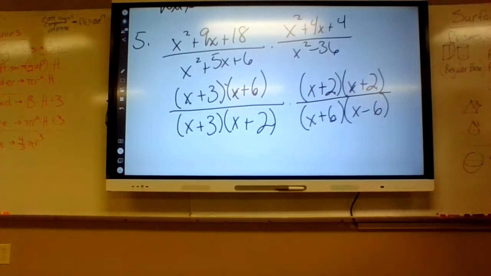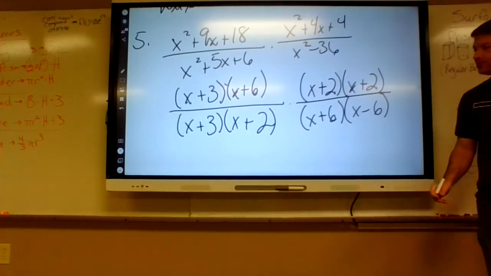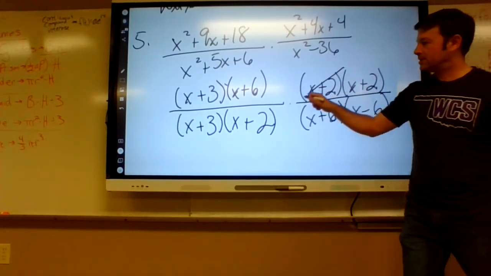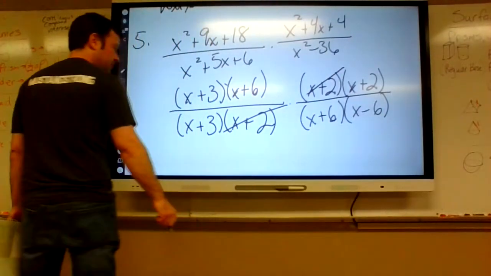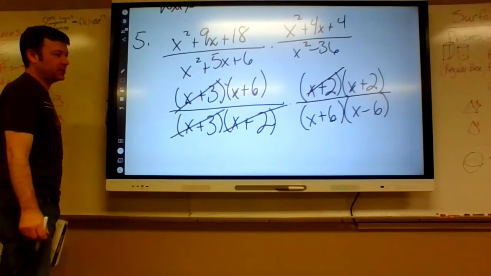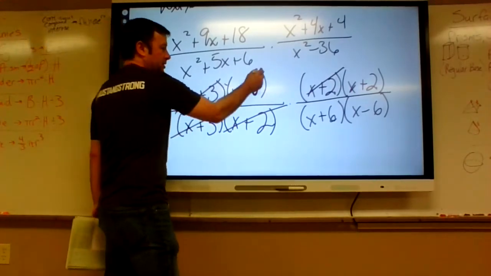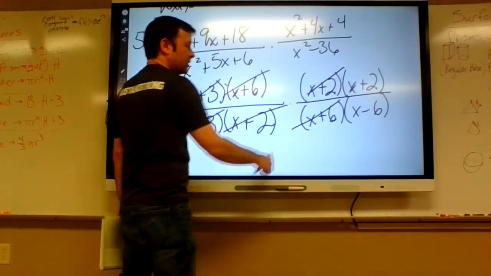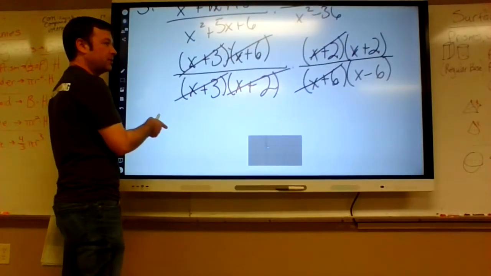That's the hard part, and the easy part is crossing stuff out. So what crosses out? I see an x plus 2 right there. What else? X plus 3. Anything on top, anything on bottom. It's all together. X plus 6. So all we're left with is x plus 2 over x minus 6.